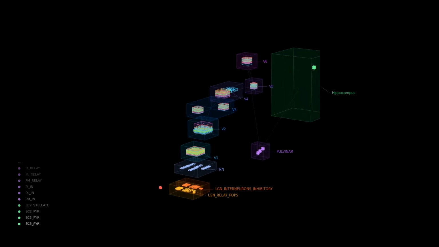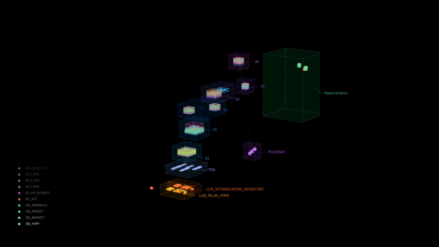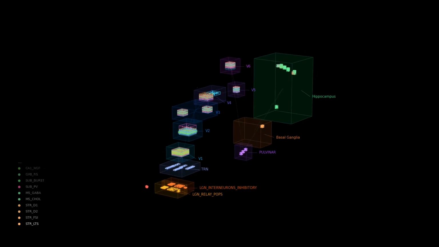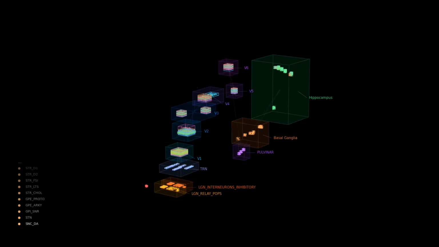V5 wires into motion primitives, V6 into head direction, and sitting between the streams is the pulvinar, a thalamic hub that lets them whisper to each other. The rest just closes the loop. Superior colliculus and the frontal eye fields decide where to look. Basal ganglia weigh what to do. And the hippocampus tries to remember any of it.